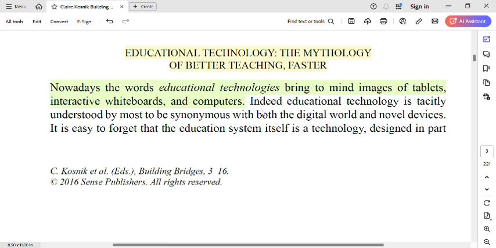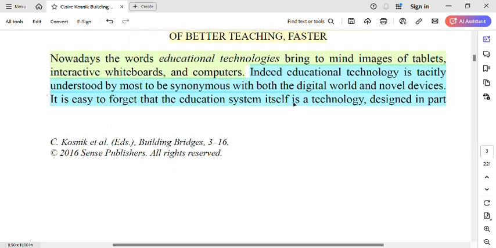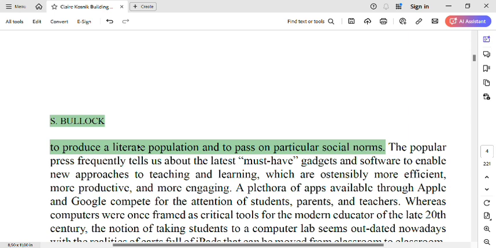Educational technology, the mythology of better teaching, faster. Nowadays, the words educational technologies bring to mind images of tablets, interactive whiteboards, and computers. Indeed, educational technology is tacitly understood by most to be synonymous with both the digital world and novel devices. It is easy to forget that the education system itself is a technology, designed in part to produce a literate population and to pass on particular social norms.